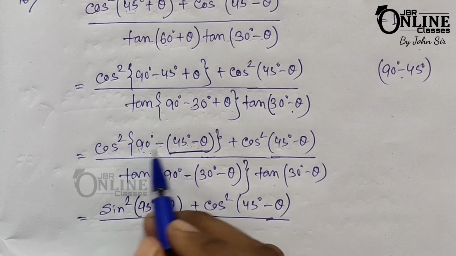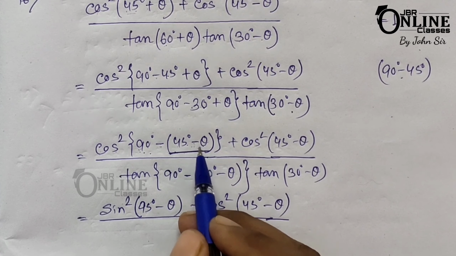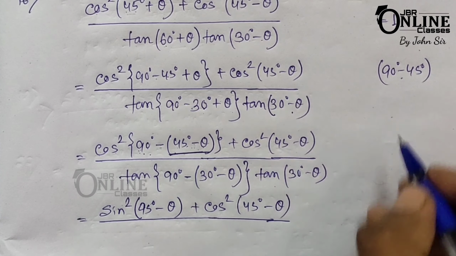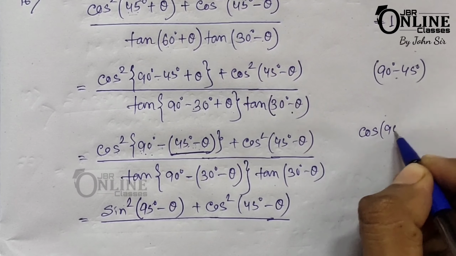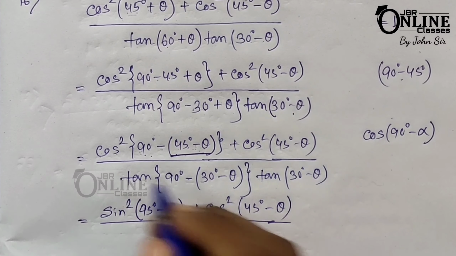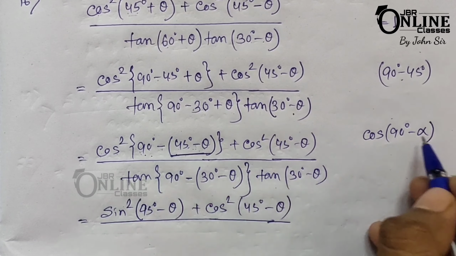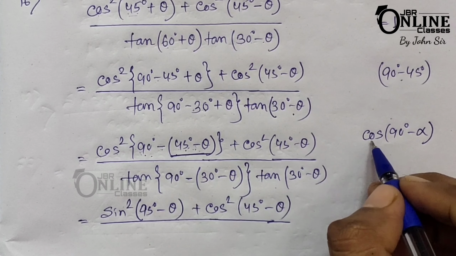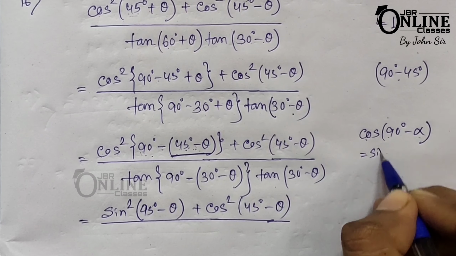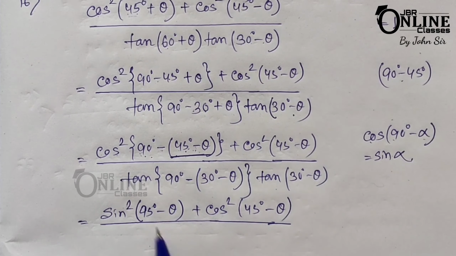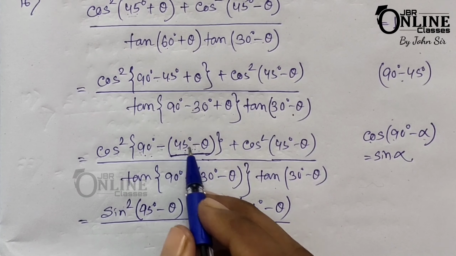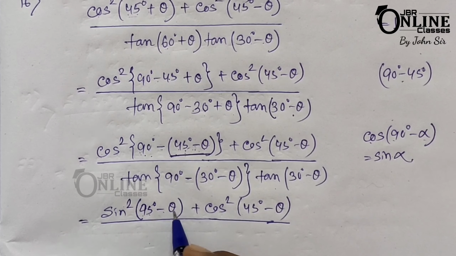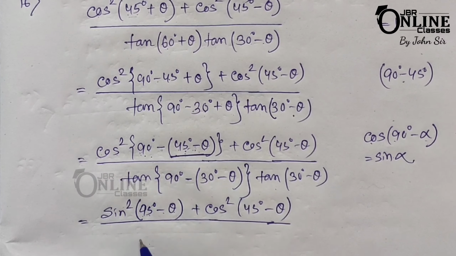Here, 90 minus 45 degree minus theta. If you consider this angle as theta, then it becomes cos 90 degree minus alpha. Suppose this is a new angle, so it's considered alpha. So the formula of cos 90 degree minus alpha equals sin alpha. So here, instead of alpha, you can write 45 degree minus theta.